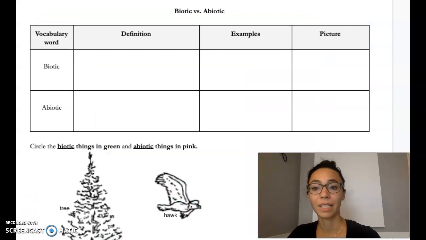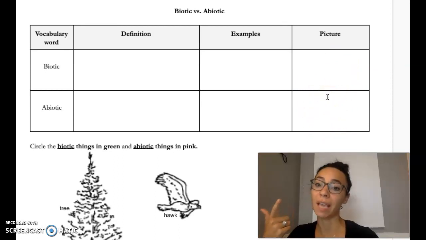Okay? Take a moment, pause the video, and draw some pictures in here for your notes to show what some biotic things are and what some abiotic things are.